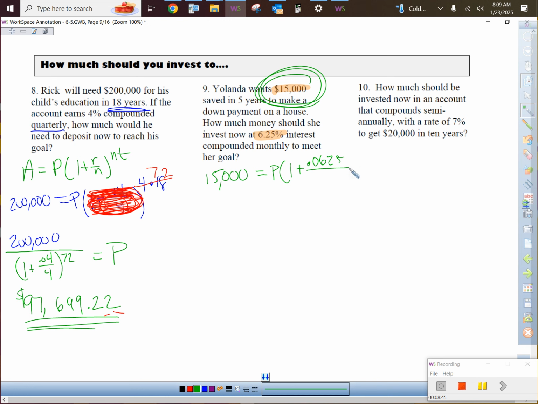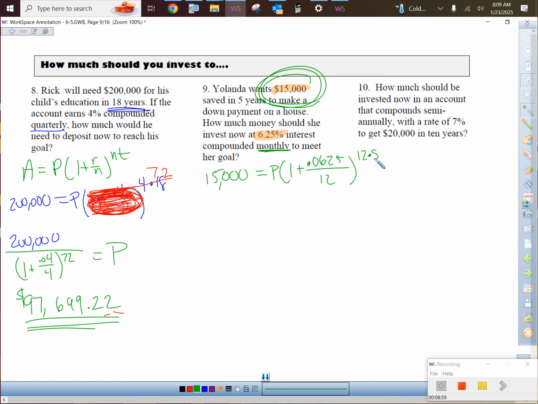And it's not going to be over 4 because they didn't say quarterly. Didn't they say monthly, right? So we're going over what number again? 12, to the 12 times time in years. They have to tell us that in the problem somewhere. Isn't it just 5 years, right?